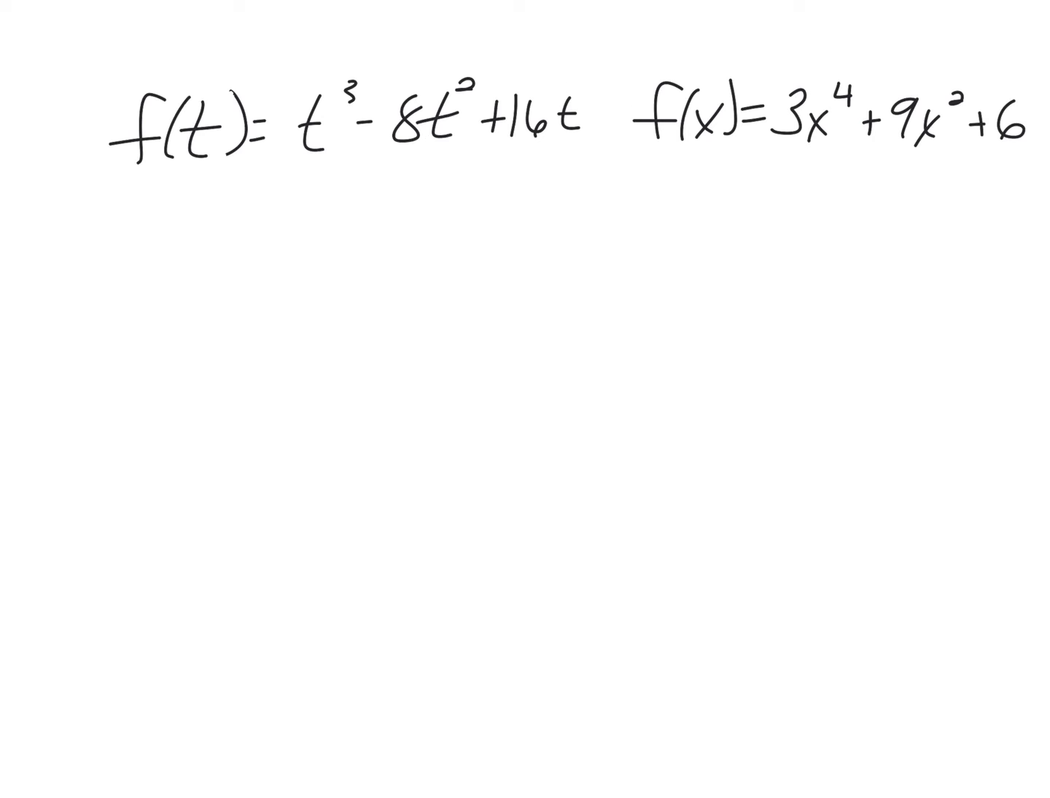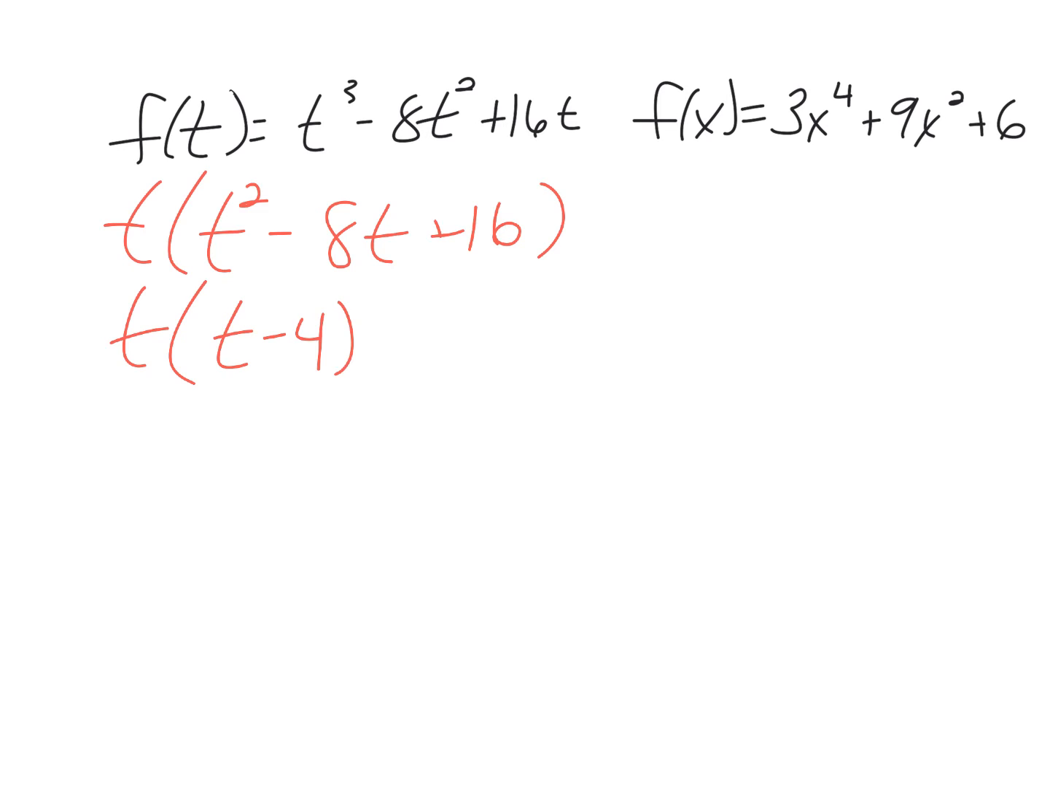So let's find all the real zeros and sketch the graph of this. We're going to do a few of these. Let's factor these out. We factor out t, and we get t squared minus 8t plus 16. Keep going. The factors of 16 that add up to negative 8 give t minus 4 times t minus 4.